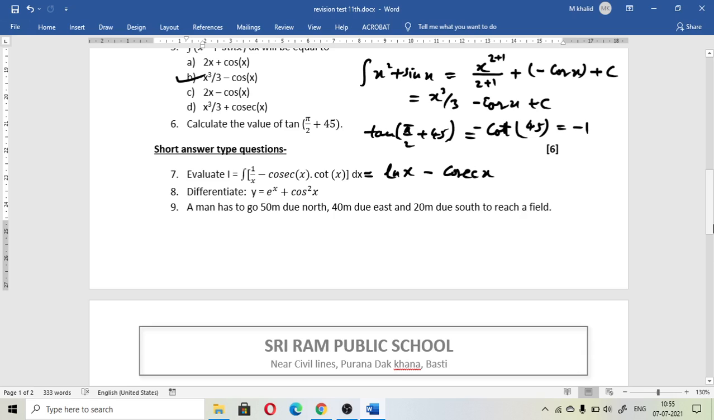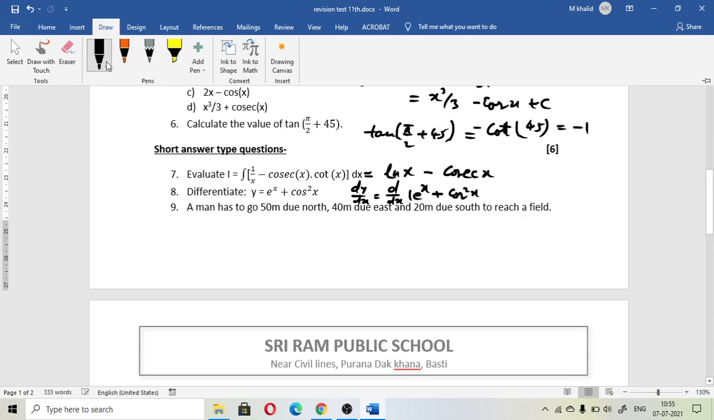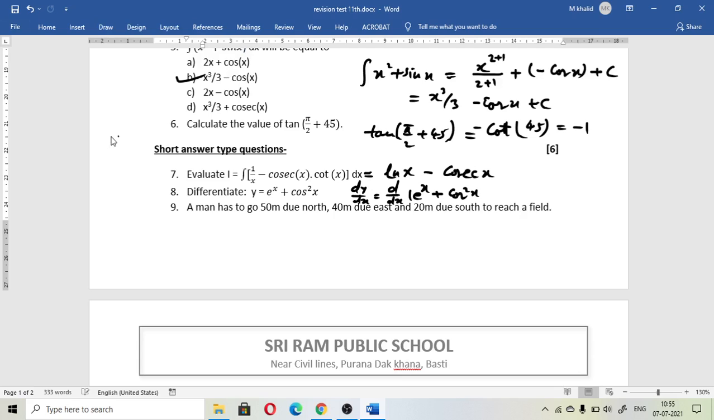Differentiate y is equal to e to the power x plus cos square x. So dy by dx is equal to d by dx of e to the power x plus cos square x. e to the power x, we told you, is a special function, it doesn't change, so it will remain the same. And what about cos square x? First, since the square is there, we take 2 cos x multiplied by the derivative of cos, which is minus sin x. So it will become e to the power x minus of sin 2x. What is that? 2 cos x sin x is the formula of sin 2x. So it will become e to the power x minus sin 2x.